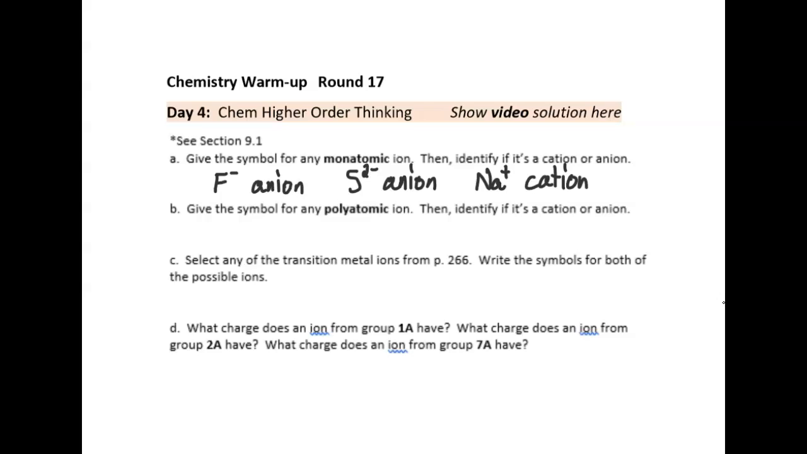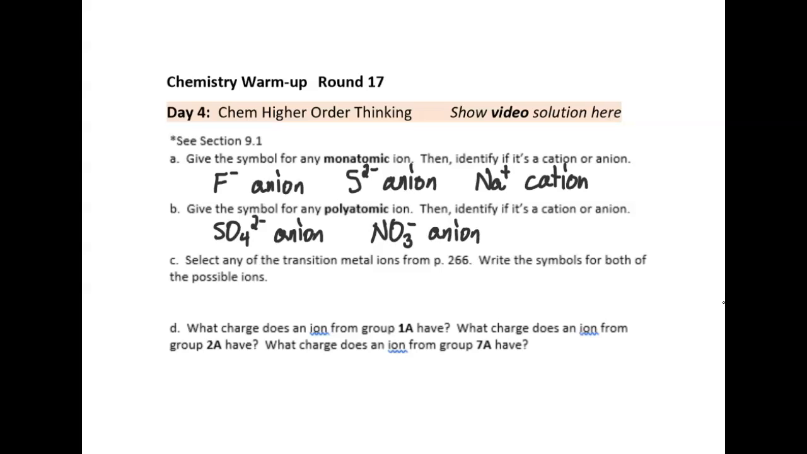an anion. So a polyatomic ion is made from more than one atom bonded together. These are the things that are on that chart on page 268. One possible example is sulfate, SO4 with a -2 charge. That's a negative ion, so it's an anion. Another example is NO3 with a -1 charge. That's nitrate. That's an anion.